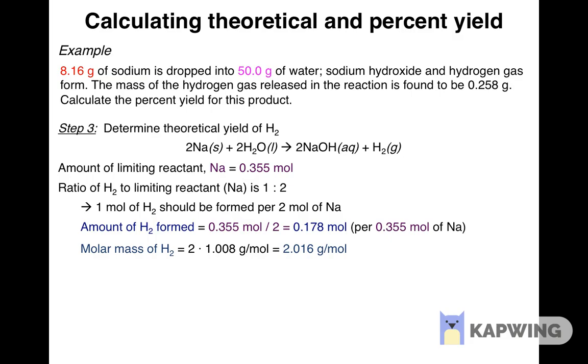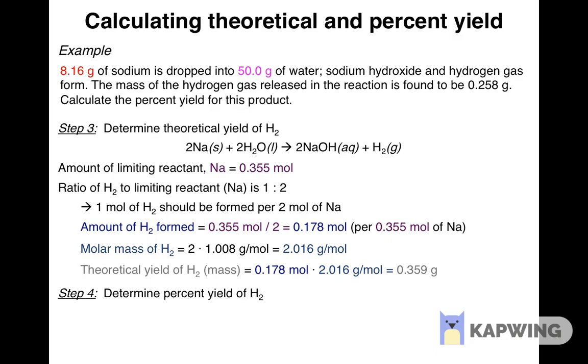The mass of hydrogen that should form in the chemical reaction, in other words, the theoretical yield of hydrogen, is then 0.178 moles times 2.016 grams per mole, and that gives us 0.359 grams. The theoretical yield of hydrogen gas is 0.359 grams.